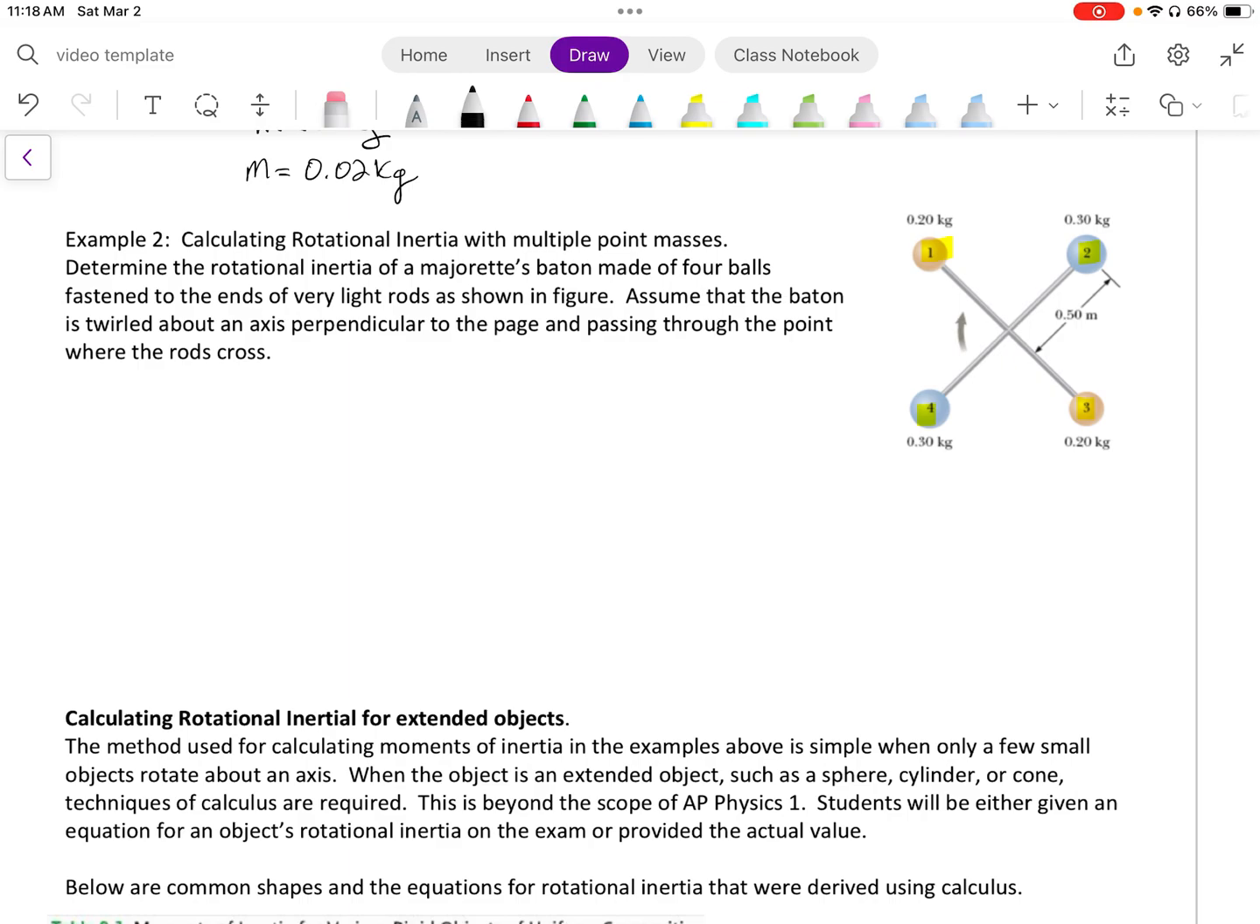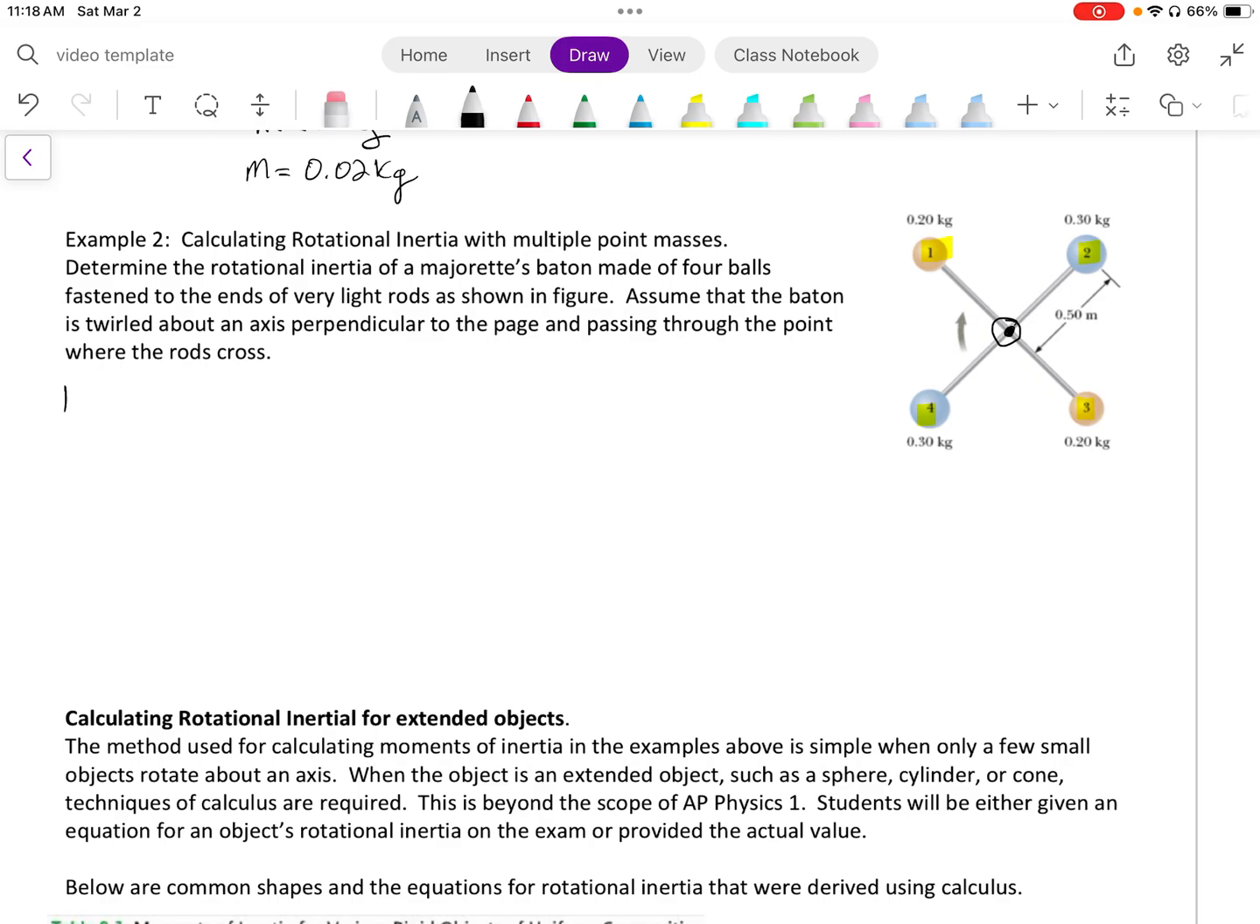Now we need to know where this axis of rotation is because I can spin this in multiple different ways. Assume that the baton is twirled about an axis perpendicular to the page, passing through the point where the rods cross. So if you could imagine, this is right here, I could actually put my pencil right on top of that dot, and that will be the point in which it spins about. And I can see that they've provided a little arrow to show me which way it's spinning. So we're going to calculate the I value for this system.